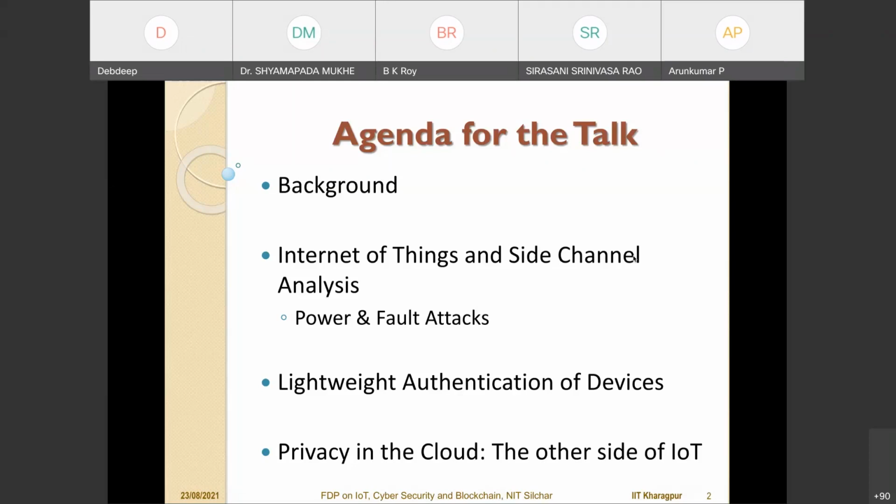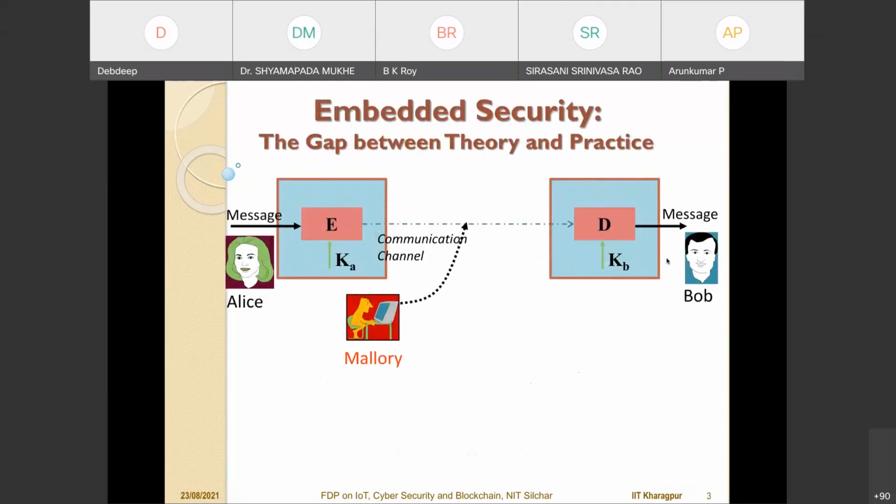So, with this background, let's start. This whole topic of embedded security essentially tries to look into the gap between theory and practice. If you take any classical textbook which talks about cryptography, you will find these are usually the parties involved. There is a sender and a receiver who are legal users, whom we often call Alice and Bob.